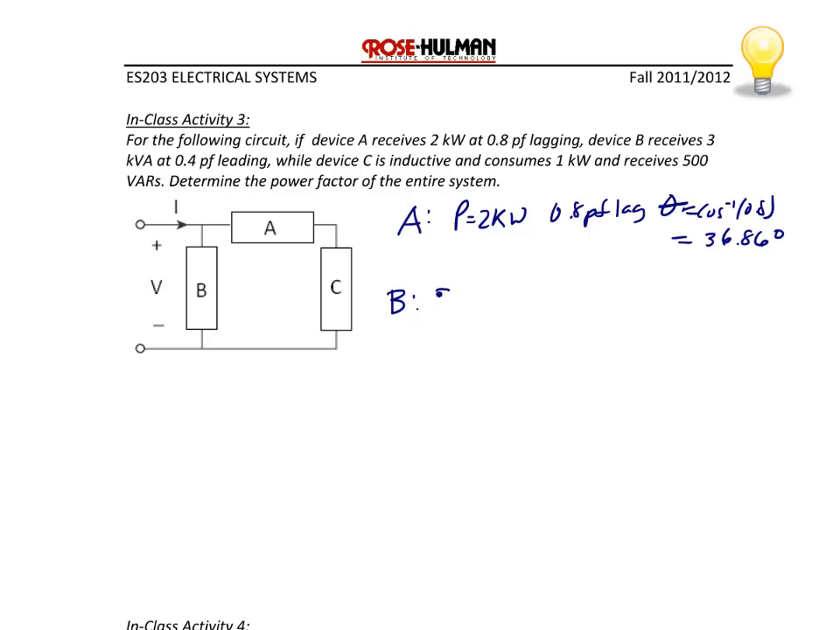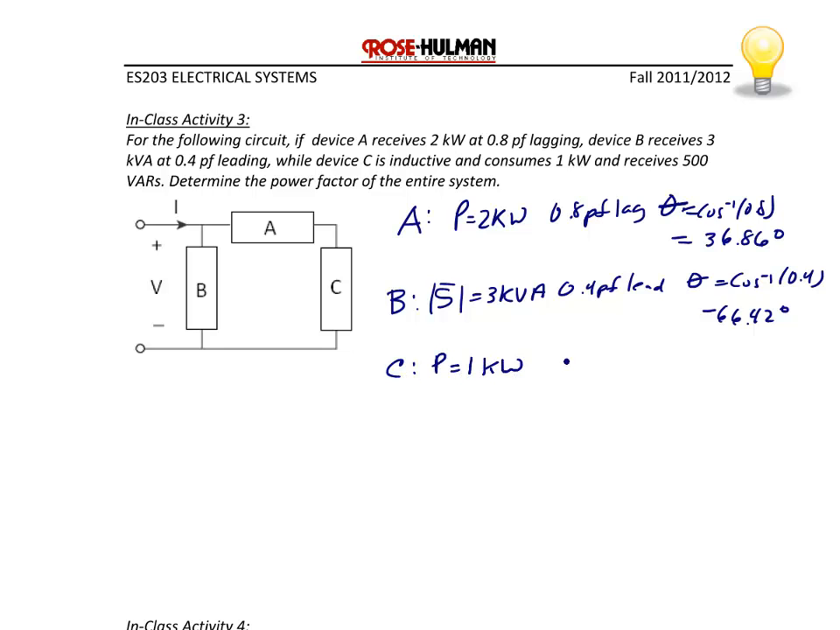Part B, I have S, and this is the apparent power, is equal to 3 kVA. And this is 0.4 power factor leading. So theta would be the arc cosine of 0.4, which is negative 66.42 degrees because it's leading. And C is equal to P, equal to 1 kilowatt, and Q is equal to 500 VAR. Since I know it's an inductive load, I know that Q is greater than zero. So if I want to determine the power factor of the entire system, I need to first determine the complex power for the entire system.